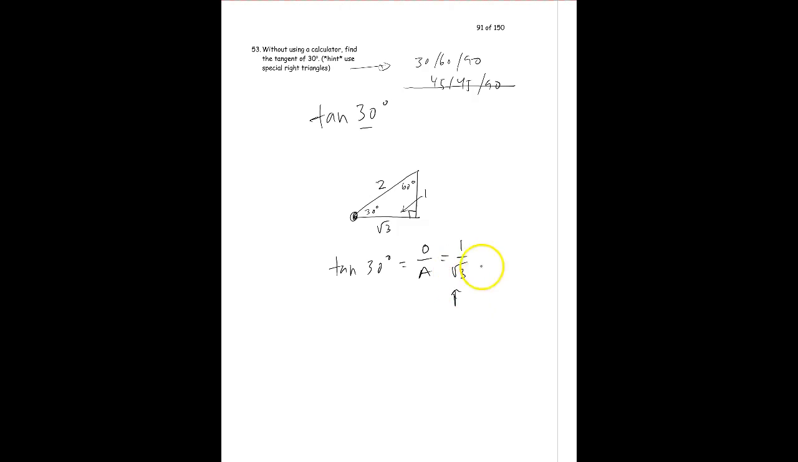That would be okay to leave it that way, or if the answer key has the radical eliminated from the denominator, I'm going to multiply it by the funny form of 1, which is root 3 over root 3. So that's going to be 1 times root 3 is root 3, root 3 times root 3 is 3, and so that's the answer in the answer key. But this would be an acceptable form as well.